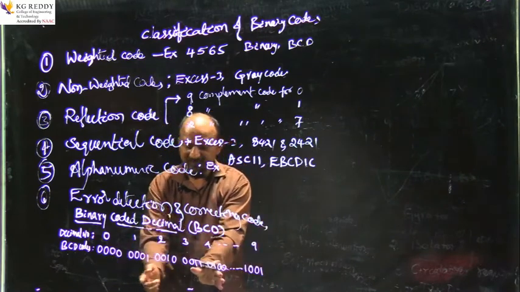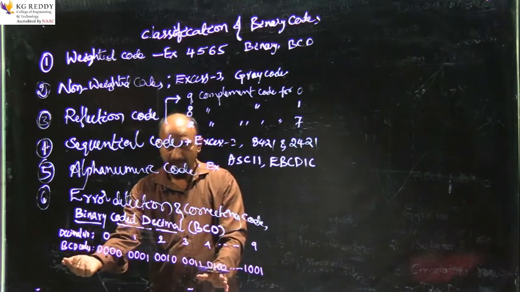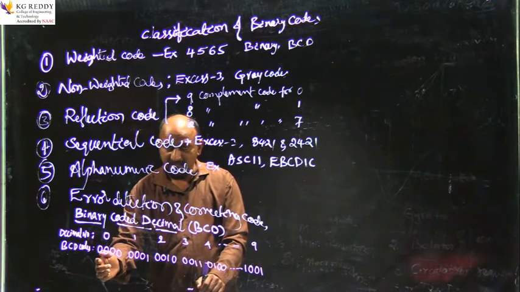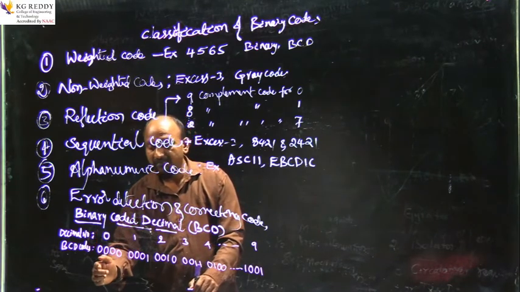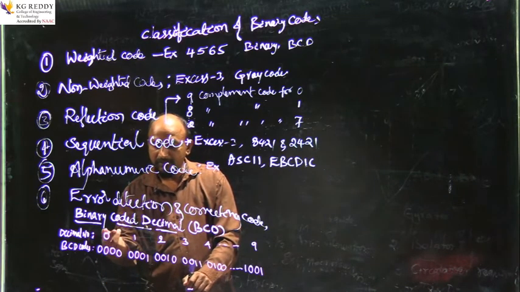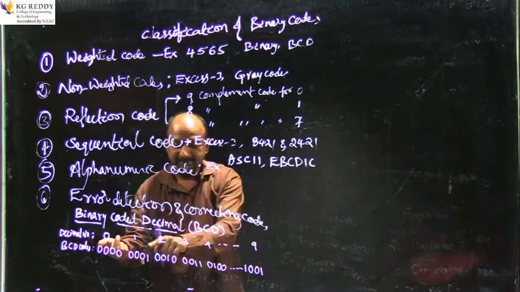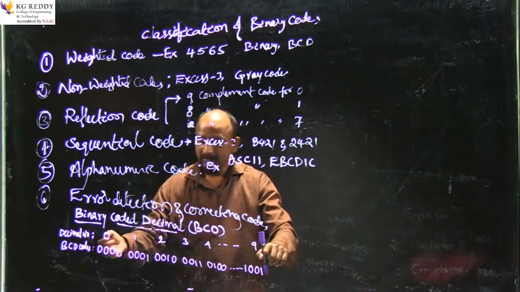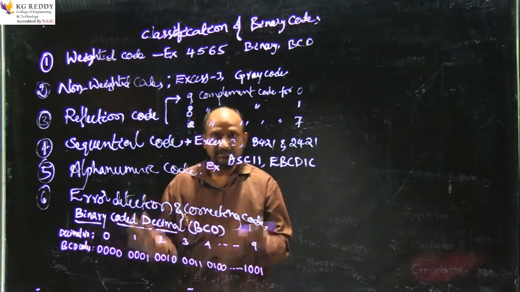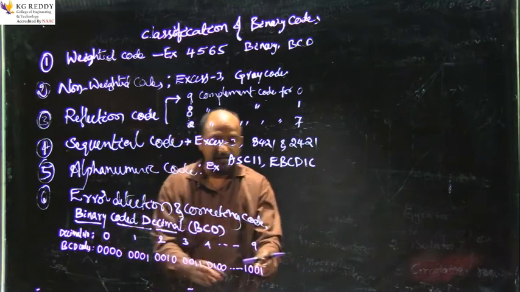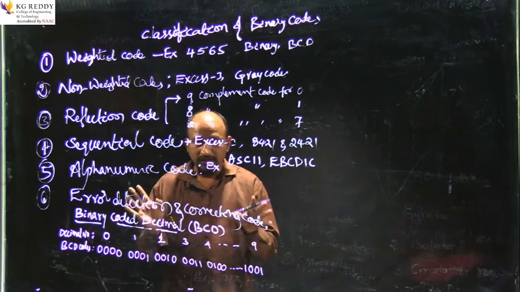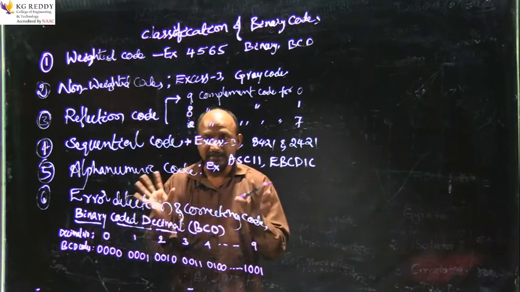So if you observe, what does BCD mean? Binary coded decimal. That means all decimal numbers are coded in the form of binary. In decimal, the minimum number is 0 and the maximum number is 9. That means in BCD also we have 0 to 9. 0 is the minimum number and 9 is the maximum number. So from 0 to 9, there are 10 digits, 10 numbers.